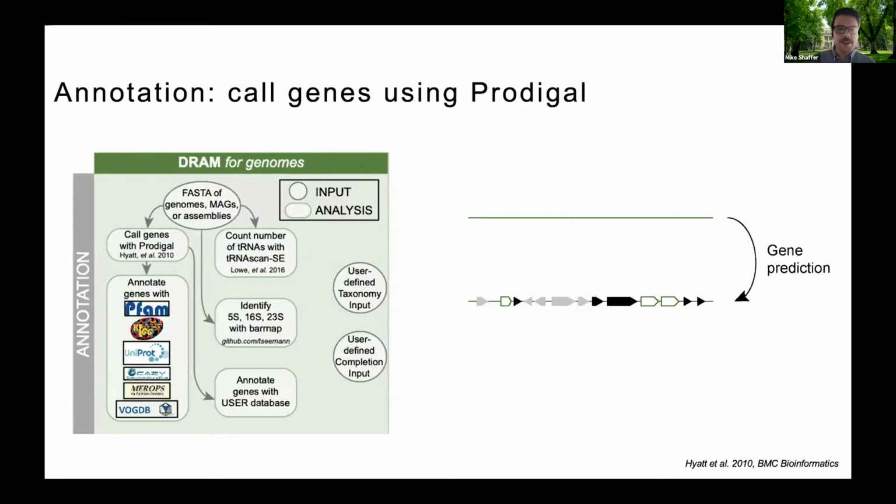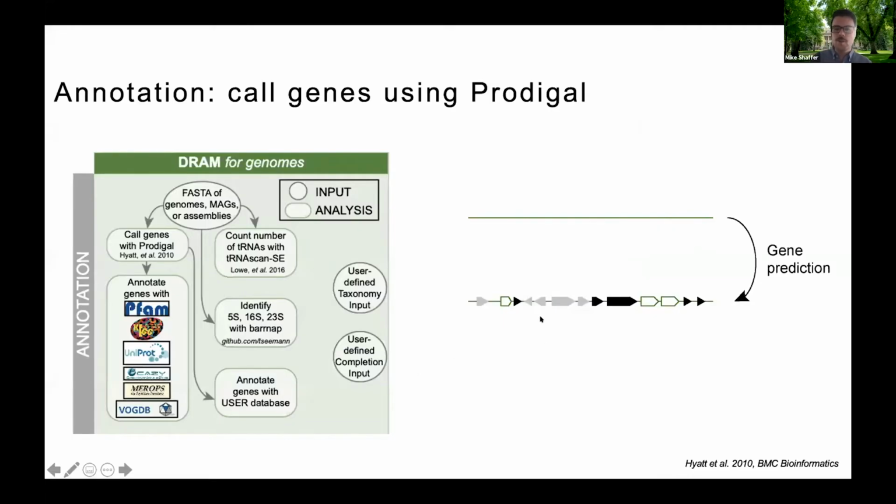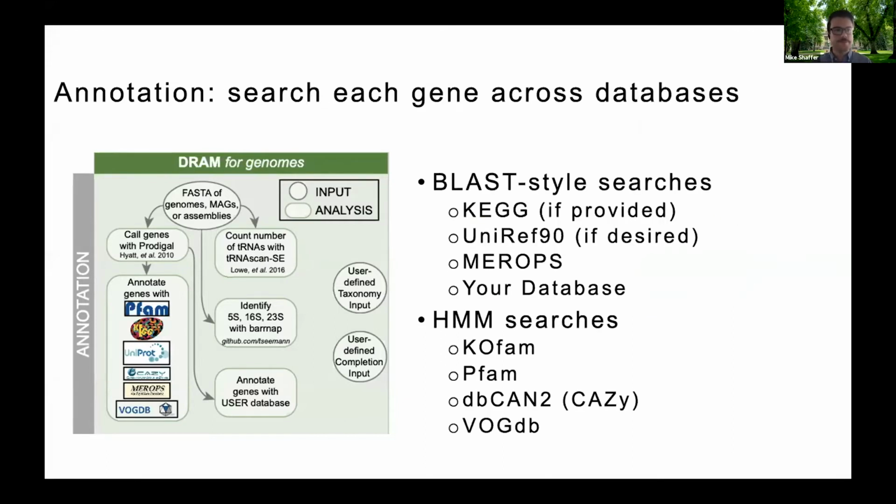So that first step is calling genes using Prodigal. Pretty easy process. We take our scaffold, so say this green bar is one scaffold from our bin, then we'll predict genes. So we'll draw all these little shapes on it that represent all the genes that are present on this scaffold. And Prodigal will give us that list of genes, their location on the scaffold, as well as their sequences in terms of nucleotides, as well as the predicted amino acid sequence. Then we'll take each of those amino acid sequences from each gene and search those across a variety of databases.